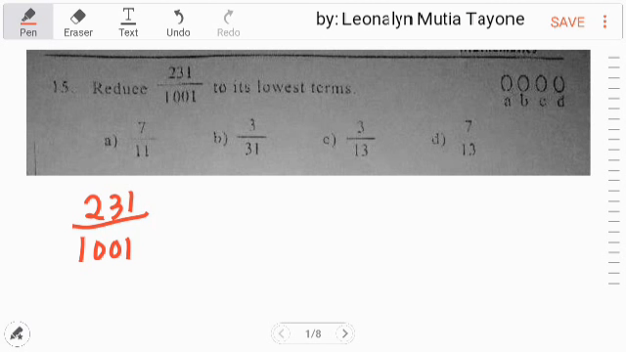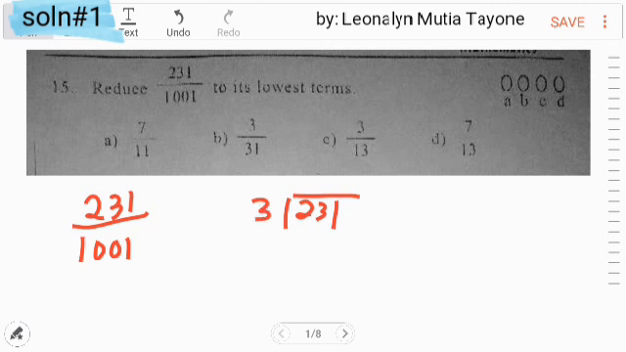Dito sa nakikita natin, 2 plus 3 plus 1 equals 6. 6 is divisible by 3. Bale, yung rule ng divisibility ng 3 ay i-add mo lang yung mga digits. Pag yung sum ay divisible by 3, yung number na yun ay divisible by 3. So, i-divide natin ng 3. 231 divided by 3 is 77.